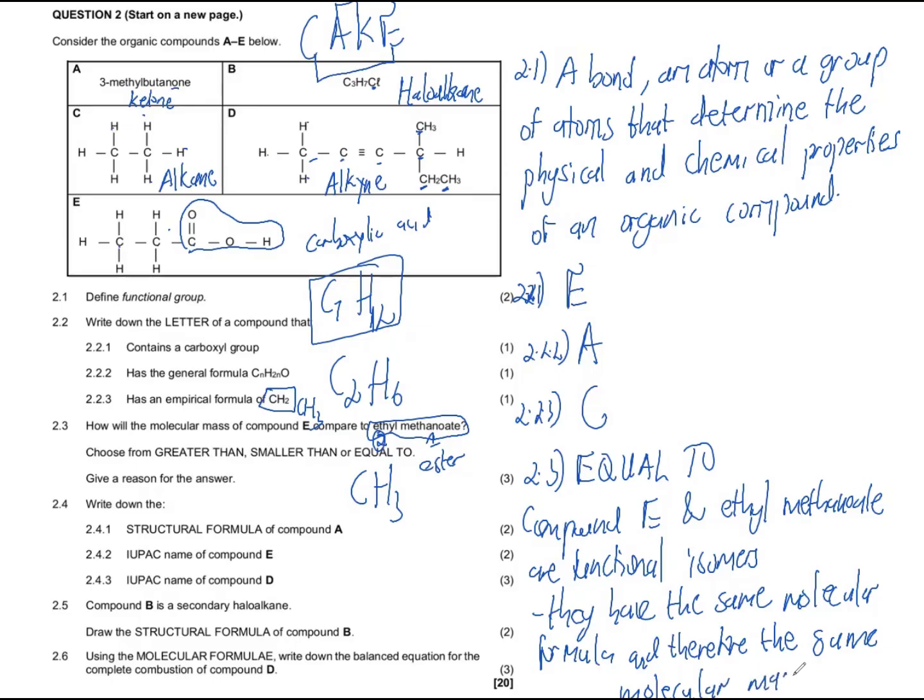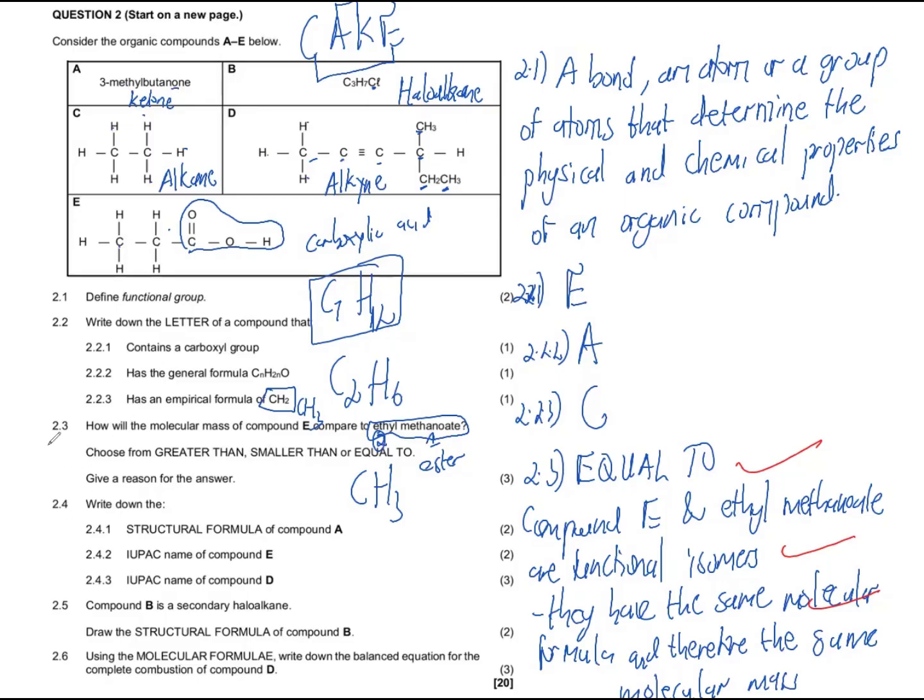Right. So a mark for saying equal to, and then 2 marks for explaining that. So compound E and ethyl methanoate are functional isomers, meaning they have the same molecular formula, and therefore the same molecular mass, because that would mean the same number of carbons, the same number of hydrogens, the same number of oxygen atoms.